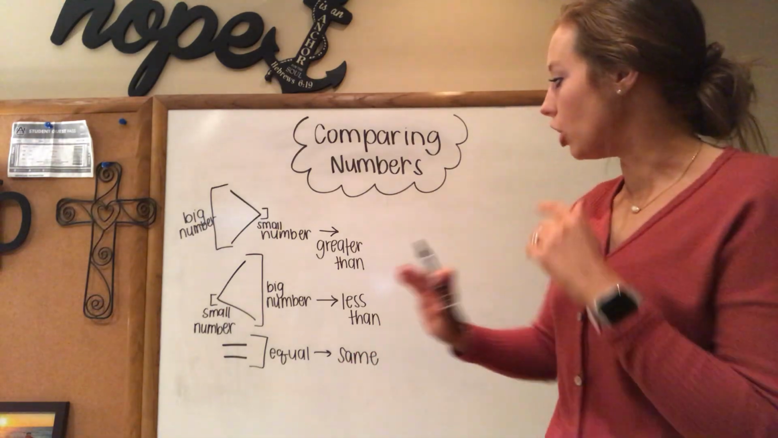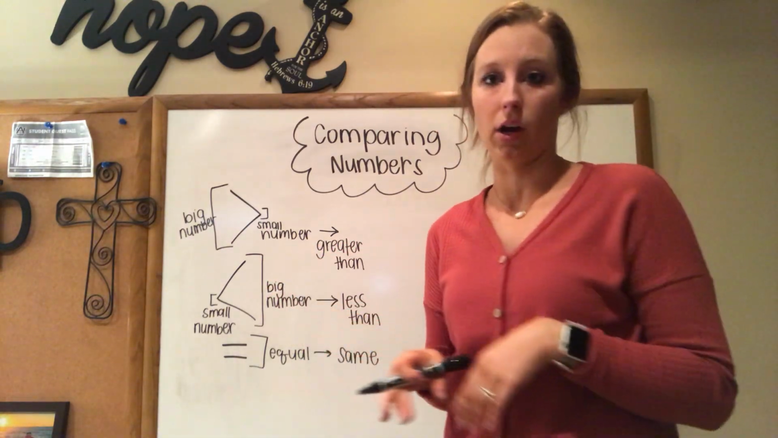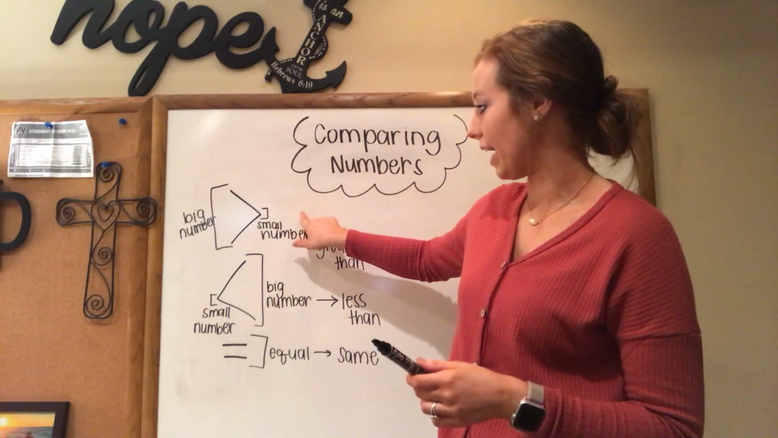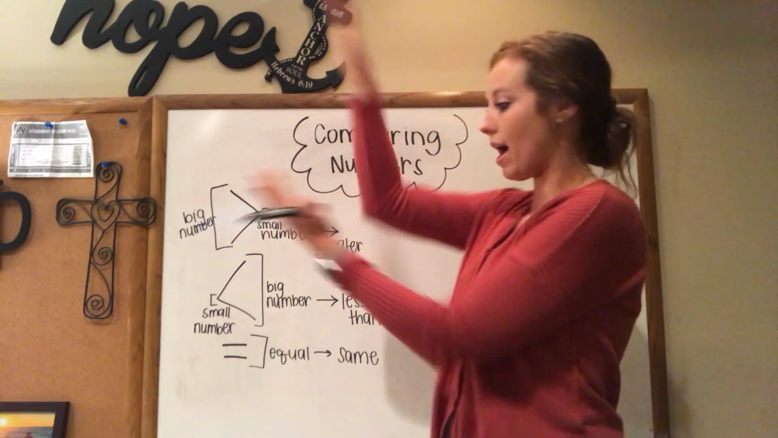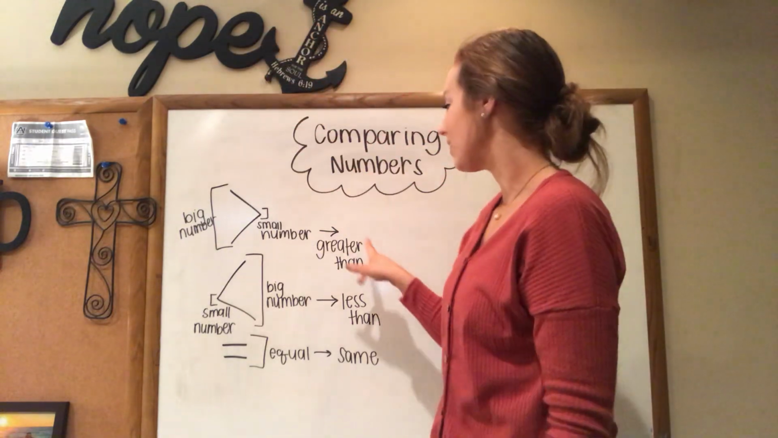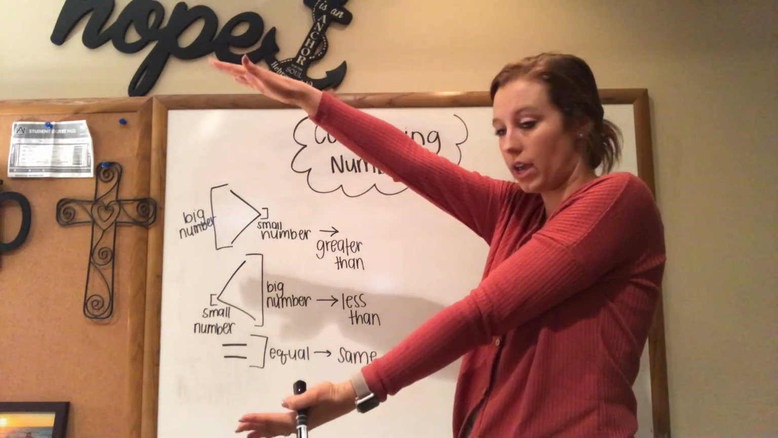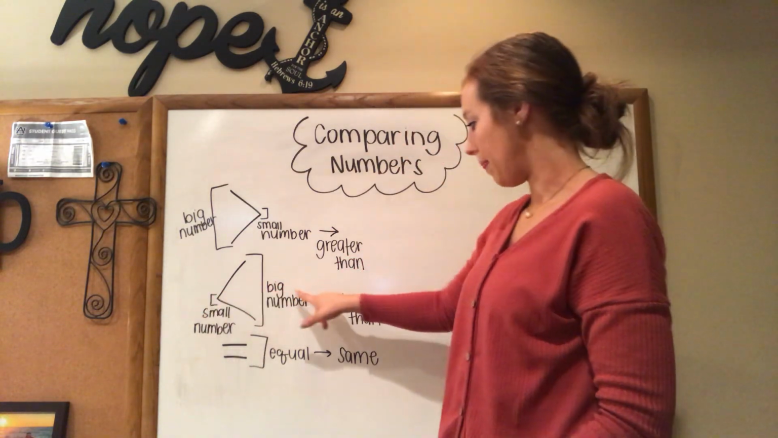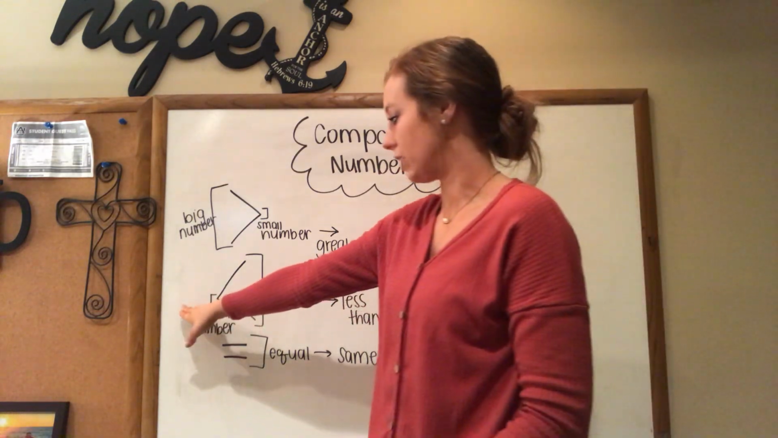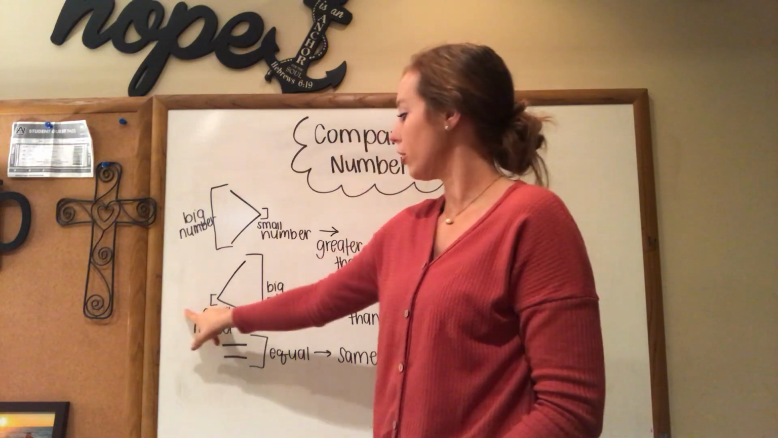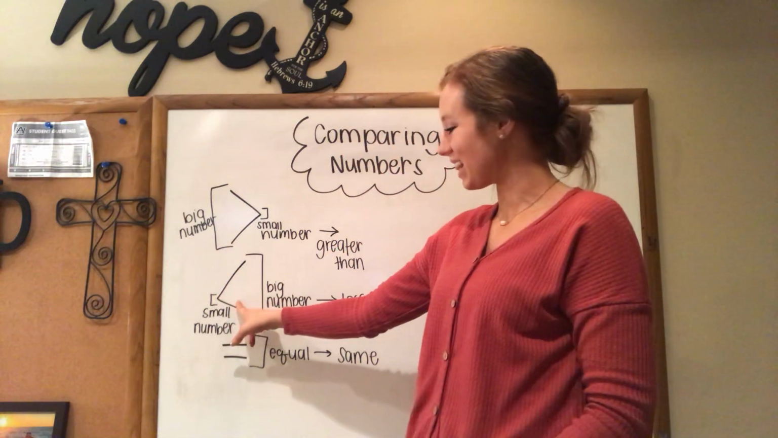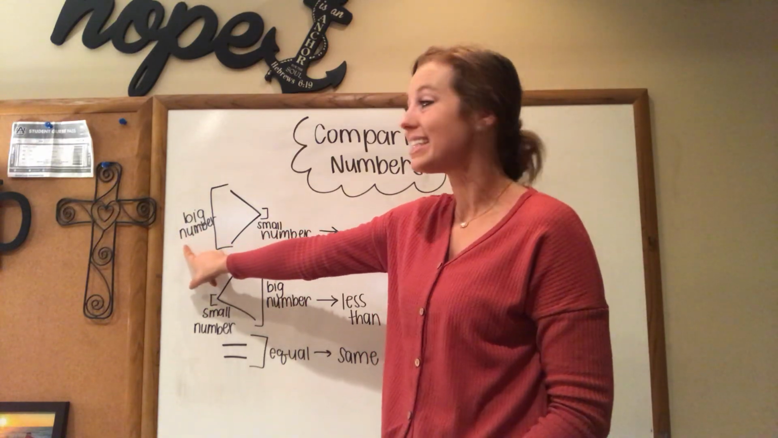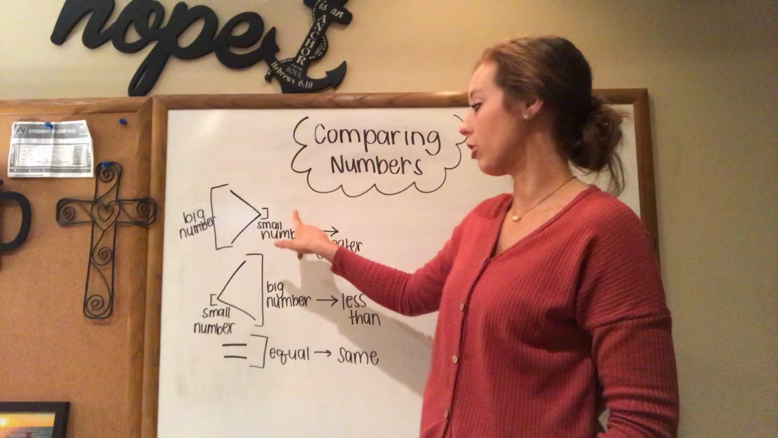You're going to need to know these three symbols when we're talking about comparing numbers. When you see that the smaller number is on this side and the bigger number is on this side, the alligator is eating the bigger number, and that's when you know it's greater than. And when you see that the smaller number is over here and the bigger number is over here, it's less than. So if we said 32 is less than 58, over here we would say 58 is greater than 32.